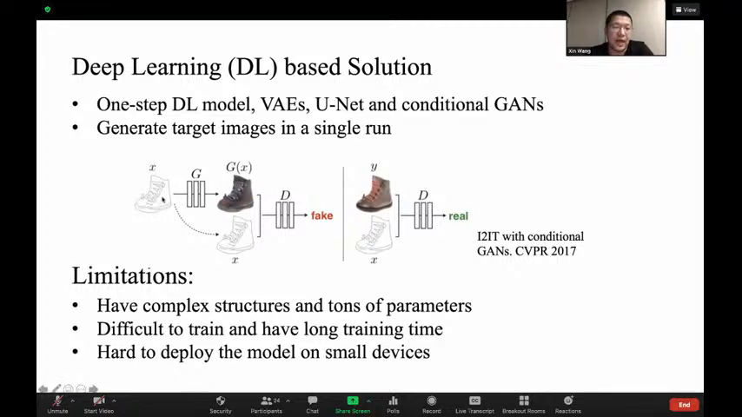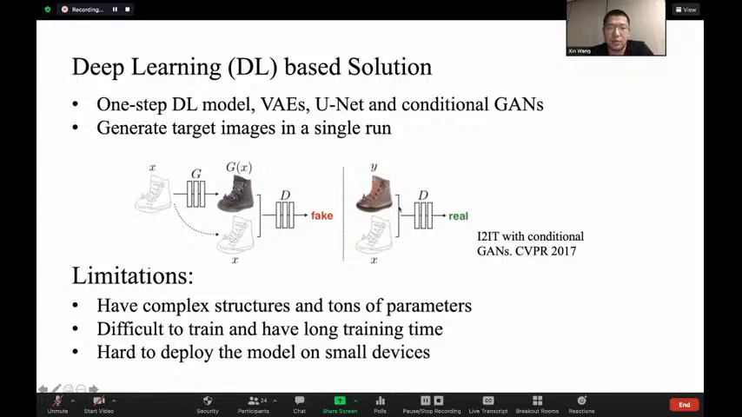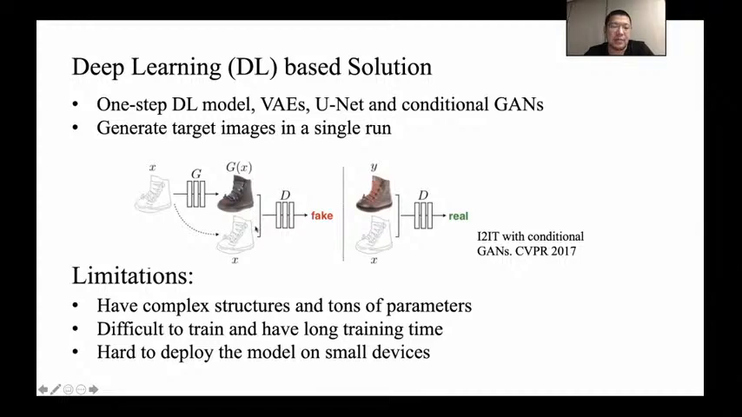Given X as an edge image, the generator translates it to a photo, and then both the photo and edge are passed to the discriminator to judge whether they are real or not. So during testing, the generator could translate the edge image to a photo. This is the traditional deep learning-based method. But there are some limitations about such methods.